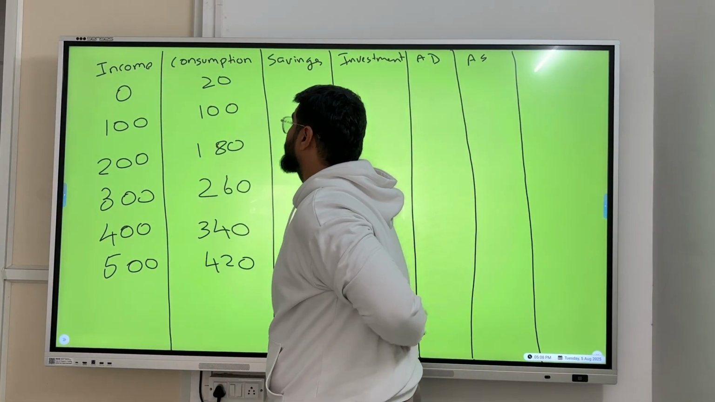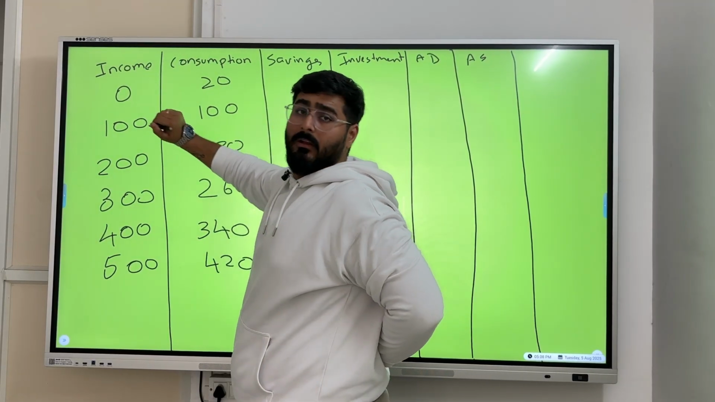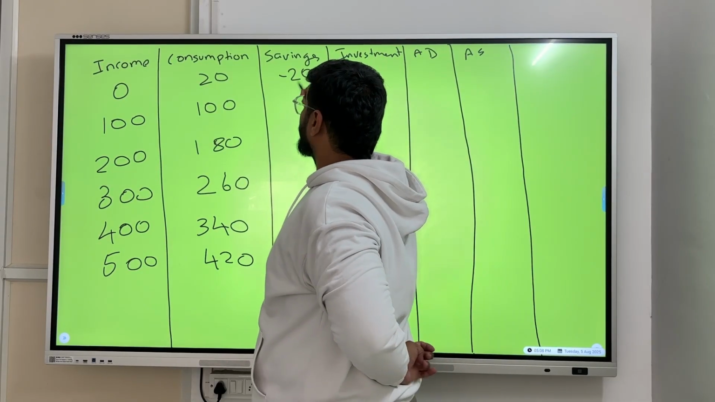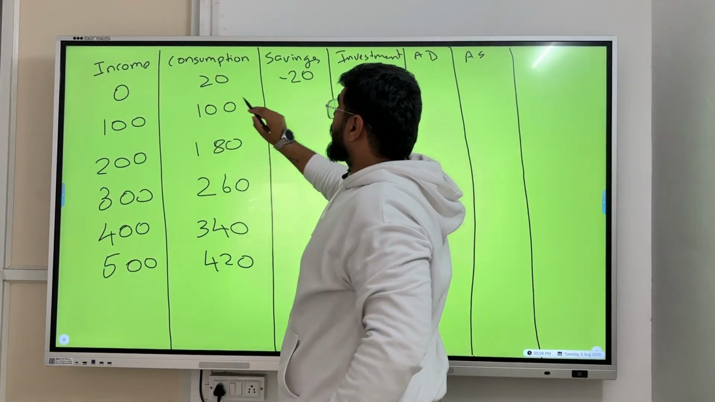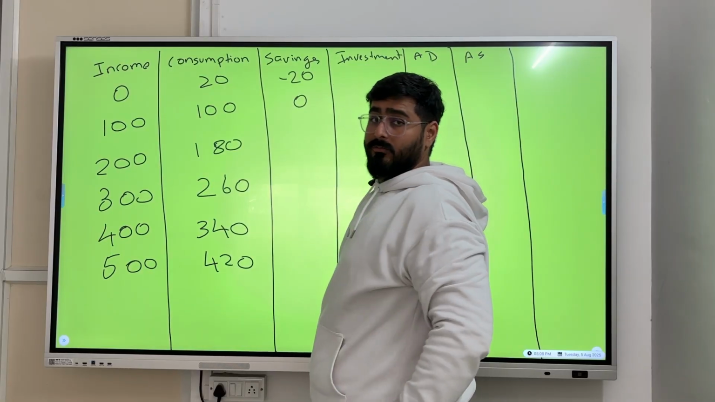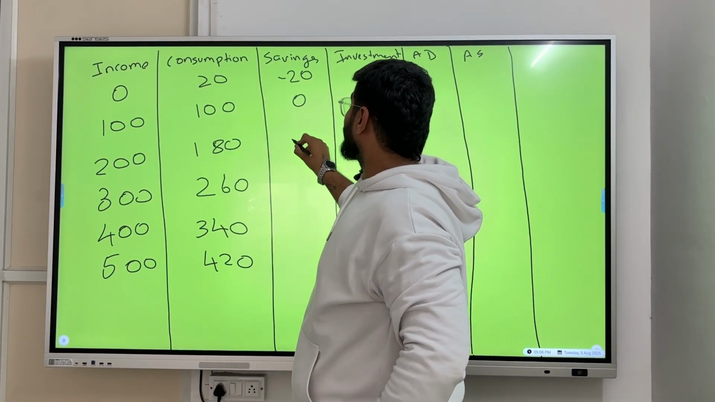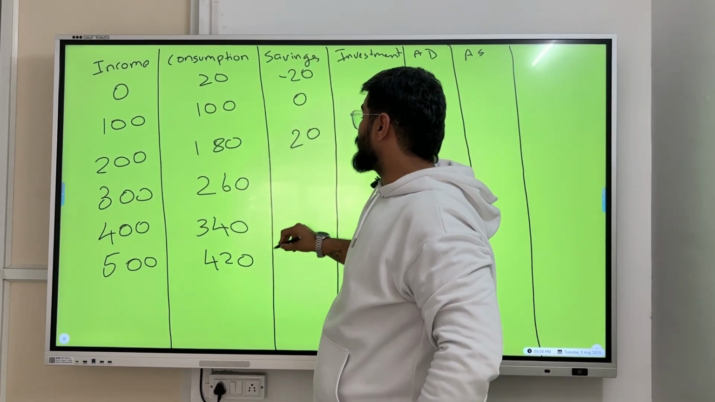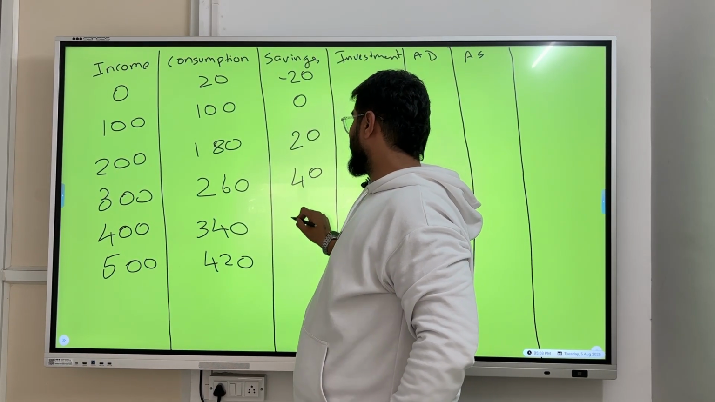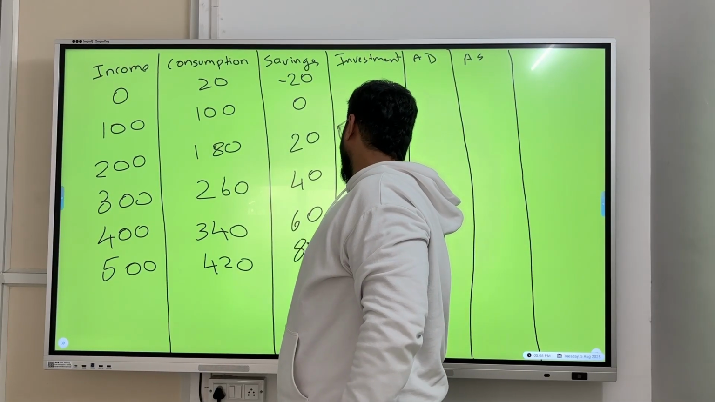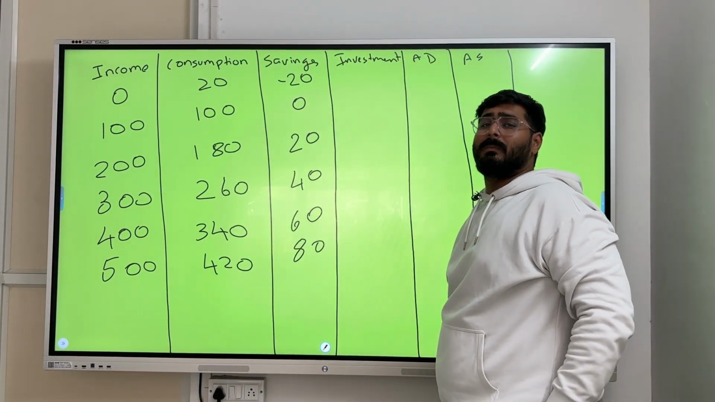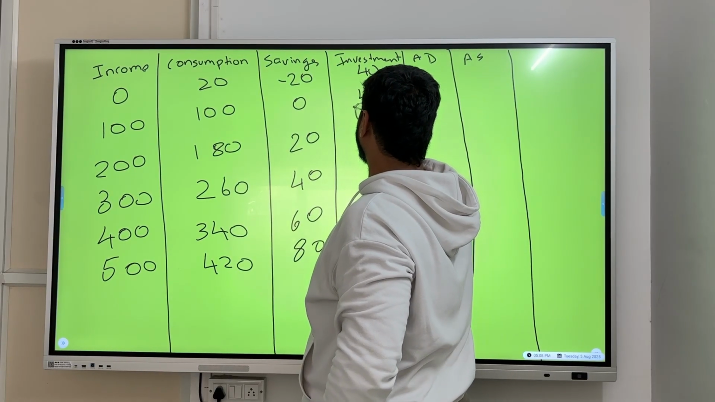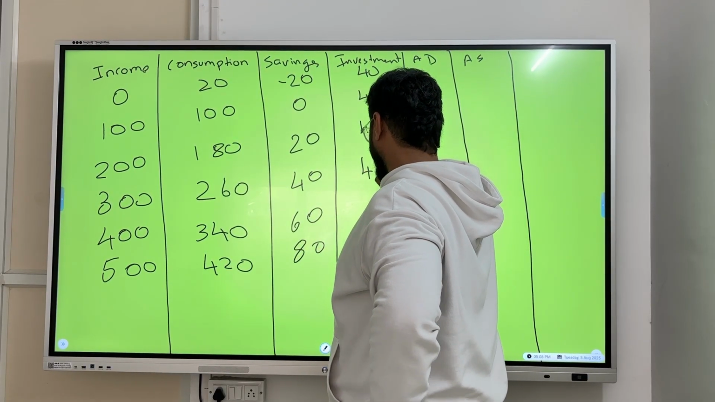Can I get savings out of this? So at 0 level of income, I am consuming 20, so my savings will be minus 20. At 100, I am consuming 100, so I am saving 0. At 200, I am consuming 180, so I am saving 20 rupees. At 300, I am consuming 260, I am saving 40 rupees, then 60 rupees and 80. Investment is the planned investment they have given me, which is going to remain the same, that is 40.